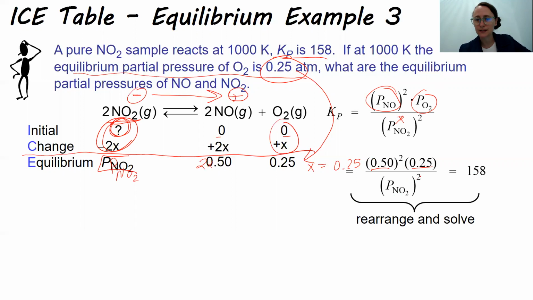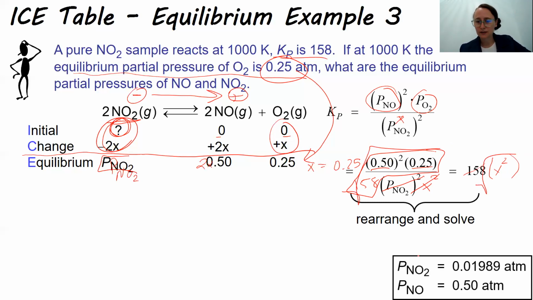So this is like saying I'm just going to put x squared on the bottom. So if I move this over here and have x squared and I divide both sides by 158, I'll have these numbers that I can calculate and get a value, and then take the square root of both sides to solve for x. And I determine that x is equal to this value here.